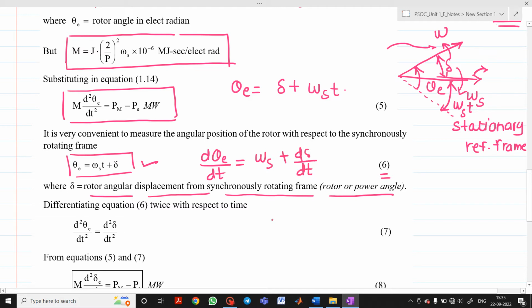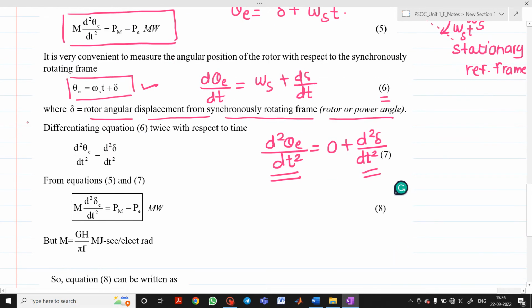If I differentiate again with respect to time, we get d square theta e upon dt square. Omega s is a constant, so its derivative with respect to t is 0, and here you get d square delta upon dt square. So in place of d square theta e upon dt square in equation number 5, we can put d square delta upon dt square.